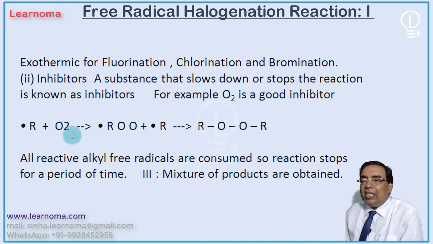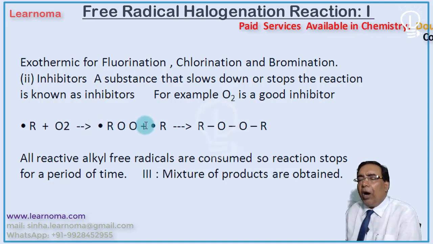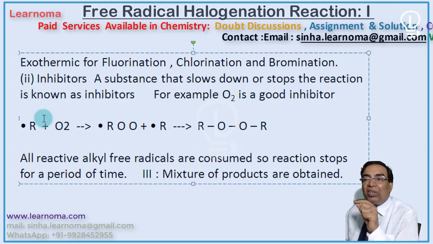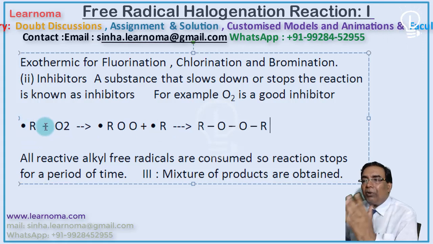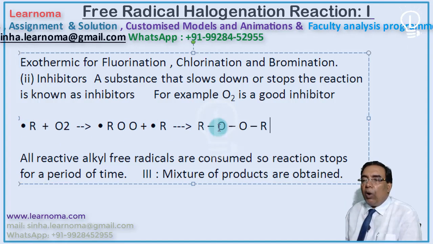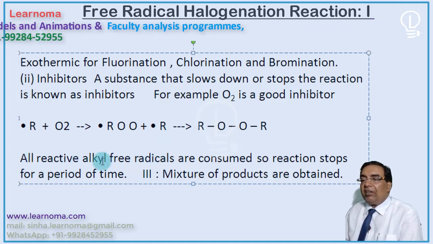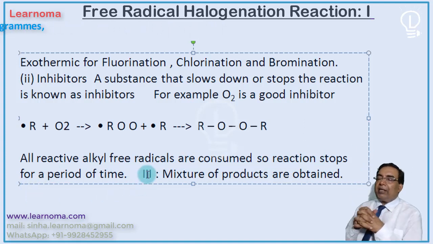R radical with oxygen gives ROO radical. This ROO radical reacts with further R, any alkyl group, and forms ROOR. Thus the radical gets neutralized. The concentration of radical in the reaction decreases, and therefore the rate becomes slow. All reactive alkyl free radicals are consumed, so the reaction stops for a period of time.